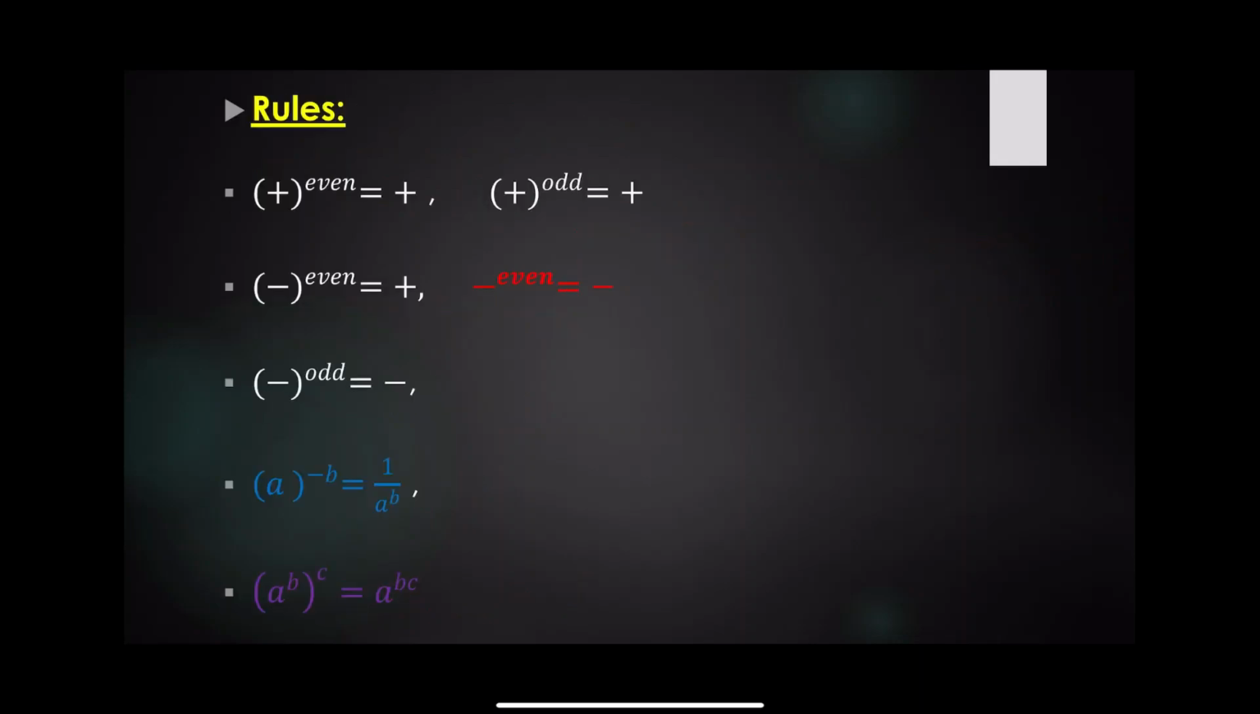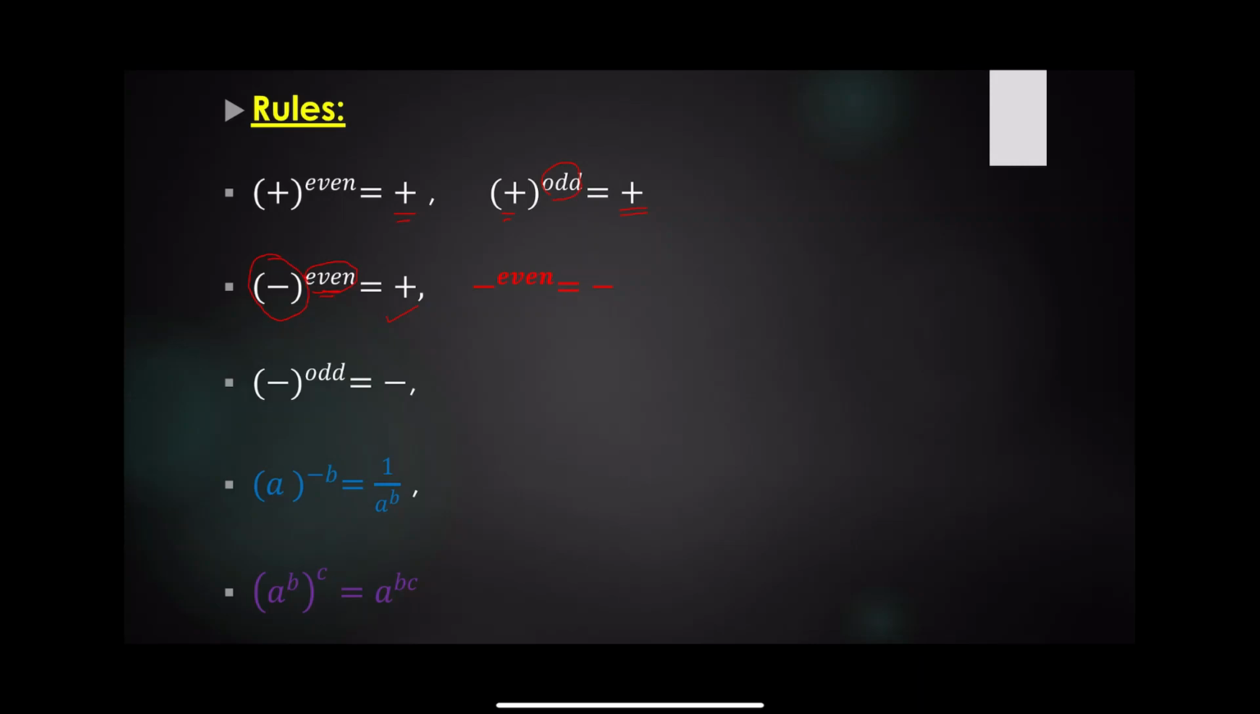Now I'll mention some rules that will help in simplifying exponents. Any positive number raised to an even power or even exponent will give us a positive. And if the positive is raised to an odd number, the answer is going to be positive as well. In case of having a negative and the exponent is even, the answer should be positive. But the even exponent should cover the whole number along with its sign.